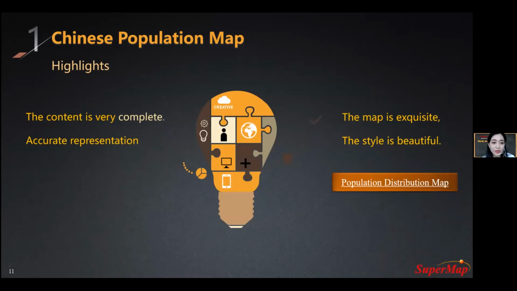And then I will talk about the highlights of this work. The first, the content of this work is very complete. The work designs and draws 5 thematic maps from 7 aspects. And the author has produced a series of thematic maps such as unique value thematic maps, graph maps, range maps and so on. And it has an accurate representation. And this map is very beautiful.